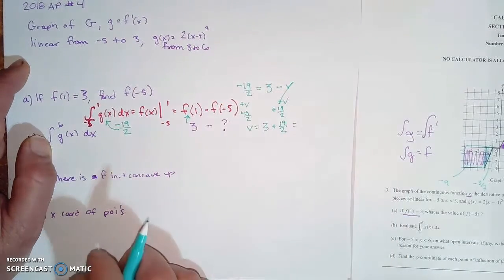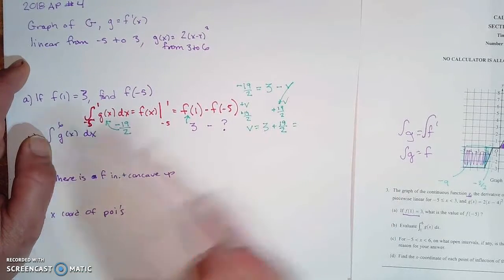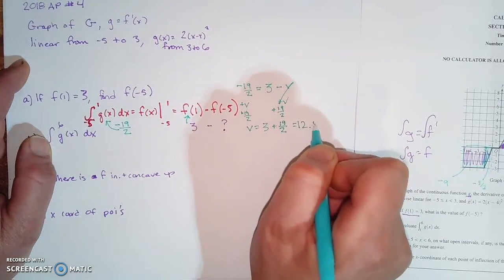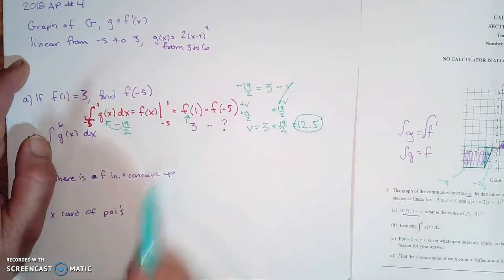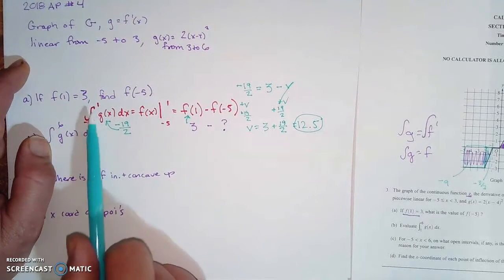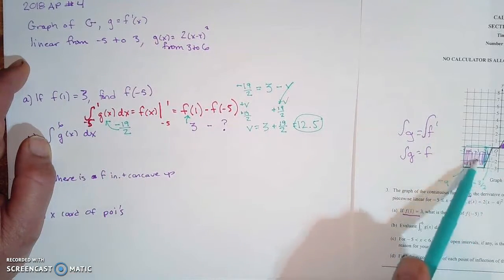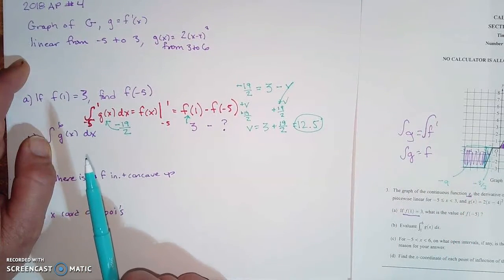You could leave it like that. If you put it in the calculator, you would end up with 12.5. So this can be a classic one where they talk about an integral. You have to find the integral as well as the area under the curve.